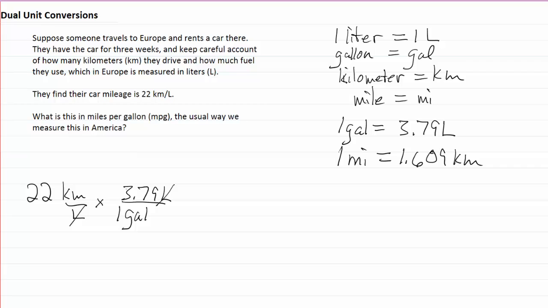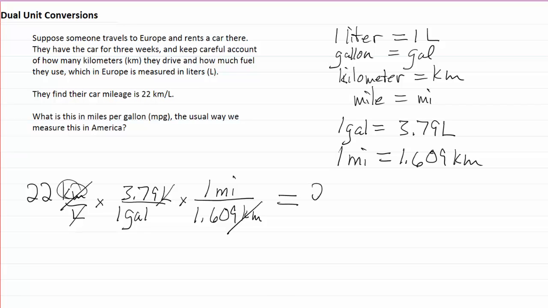Now I'll have kilometers per gallon, but I want to have miles per gallon. Next thing I'll do is multiply by my conversion that gets me from kilometers to miles. I've got kilometers on top over here, so I need to put them on the bottom. So I'll have the 1.609 kilometers on the bottom here, and 1 mile on top up here. These kilometers will divide with those kilometers, and the units that I have left are miles on top and gallons on the bottom. So that's exactly what I want to have.